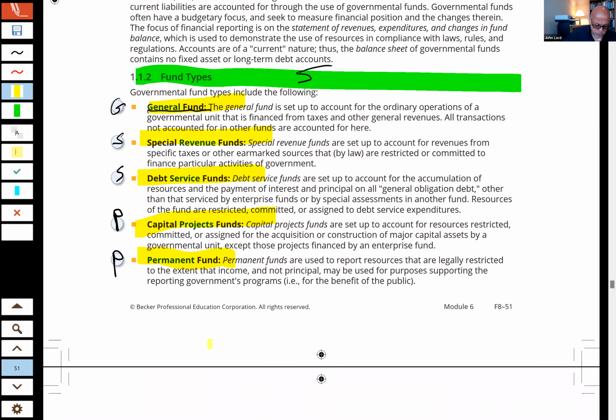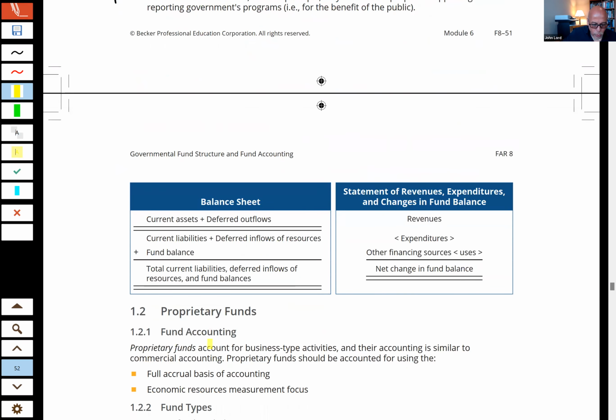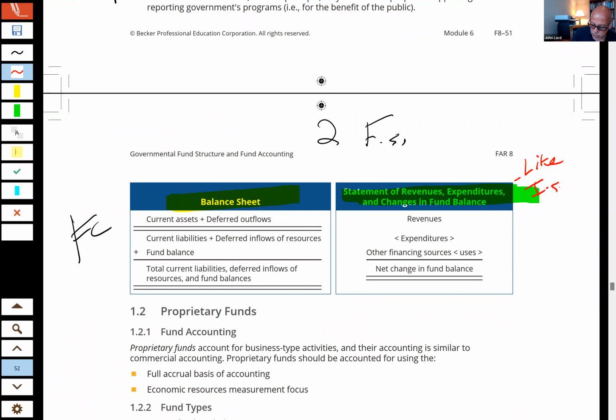Okay. Very simple stuff, guys. Now, when we look at the governmental funds, they prepare 2 financial statements. Flashcard the names of the 2 financial statements. One is the balance sheet, which is like the balance sheet. The other is the statement of revenues, expenditures, and changes in fund balance. This one is like the income statement.